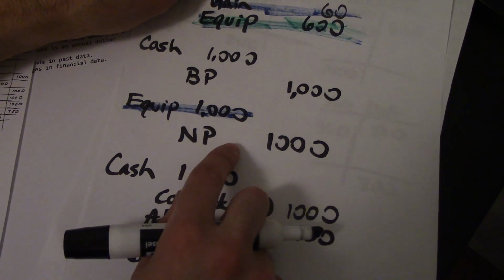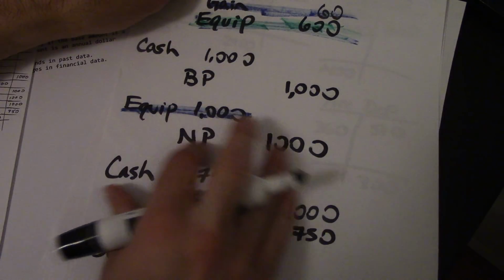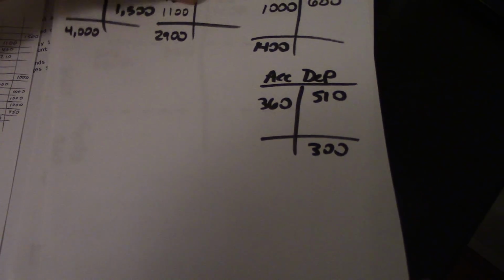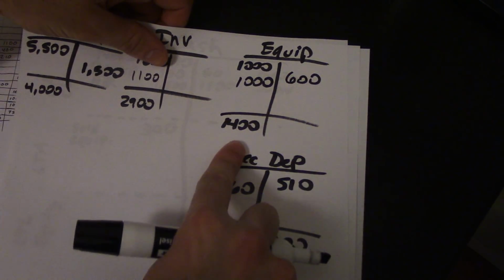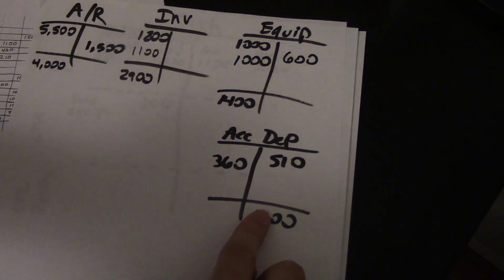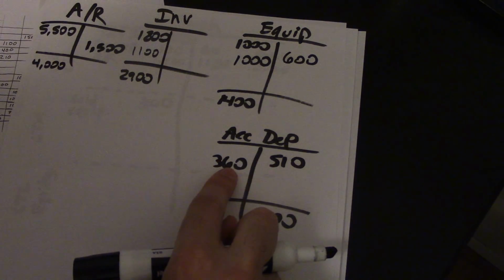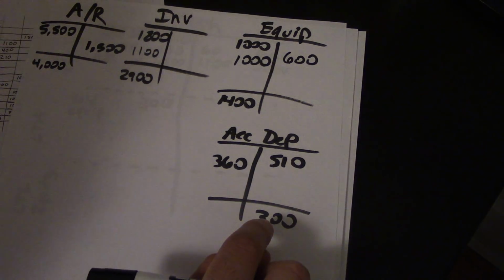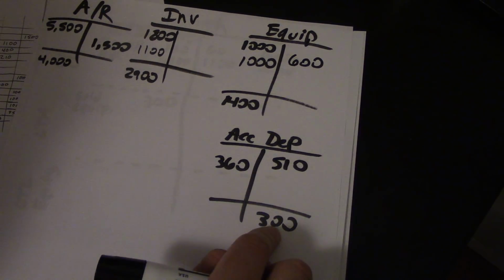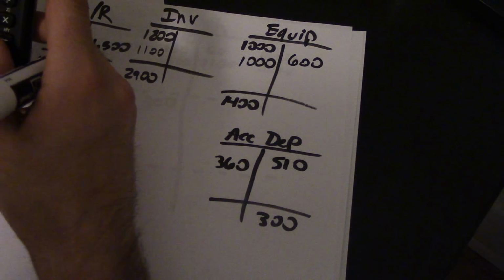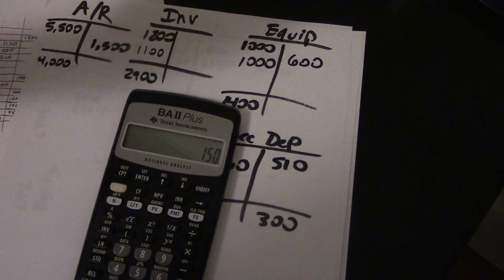And then this other equipment, this note payable, we'll look at it once we get to the note payable. So our equipment T account balance is out. Now let's look at accumulated depreciation. We began with 510, subtracted 360. That does not equal 300. That actually equals, let's see, 510 minus 360, that equals 150.